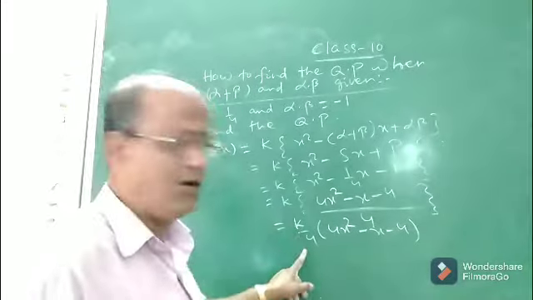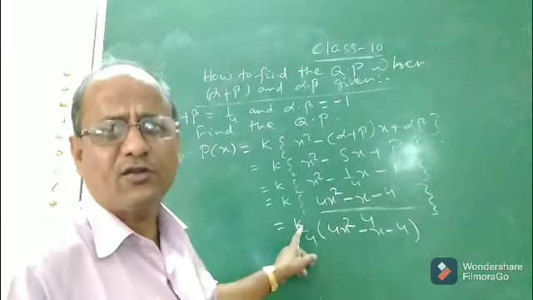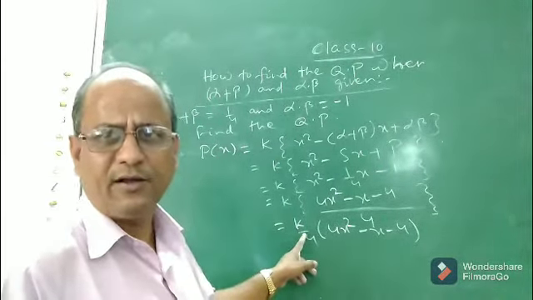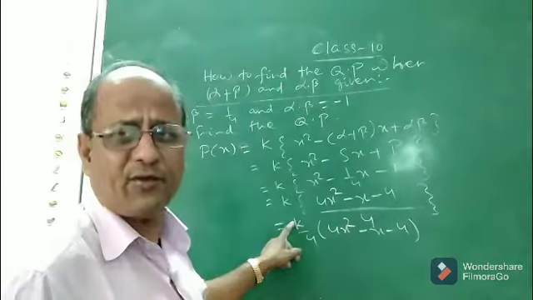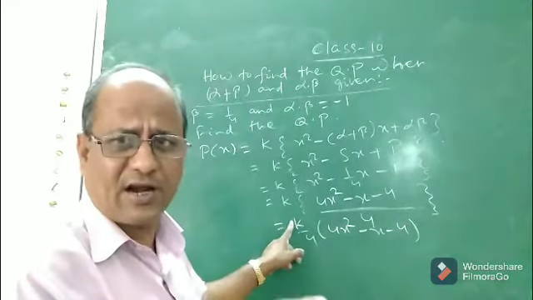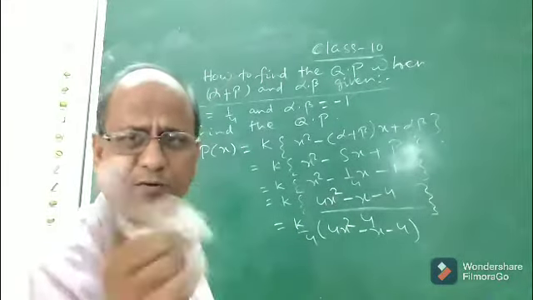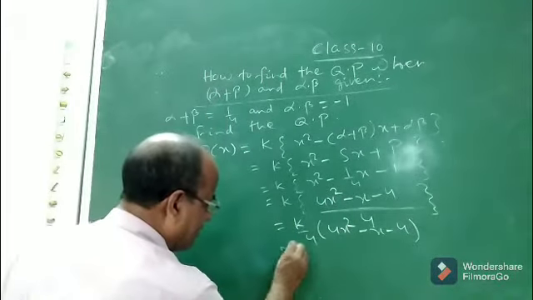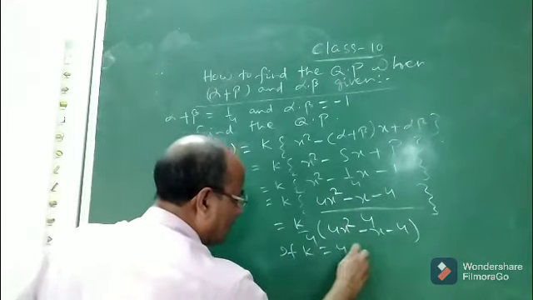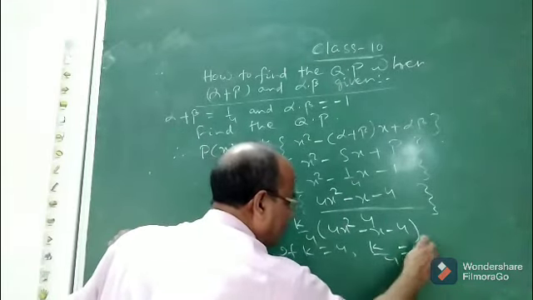That means the value of k by 4 should be equal to 1. So how can we make k by 4 equal to 1? Suppose the value of k is a constant, suppose the value of k is 4. If k is 4, then k by 4 is 4 by 4, that is 1. So you see, if k equals 4, then k by 4 equals 1.